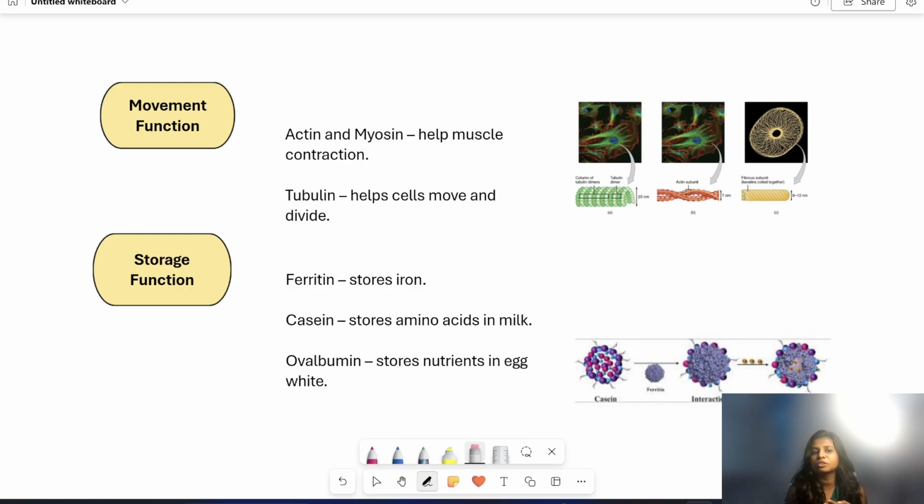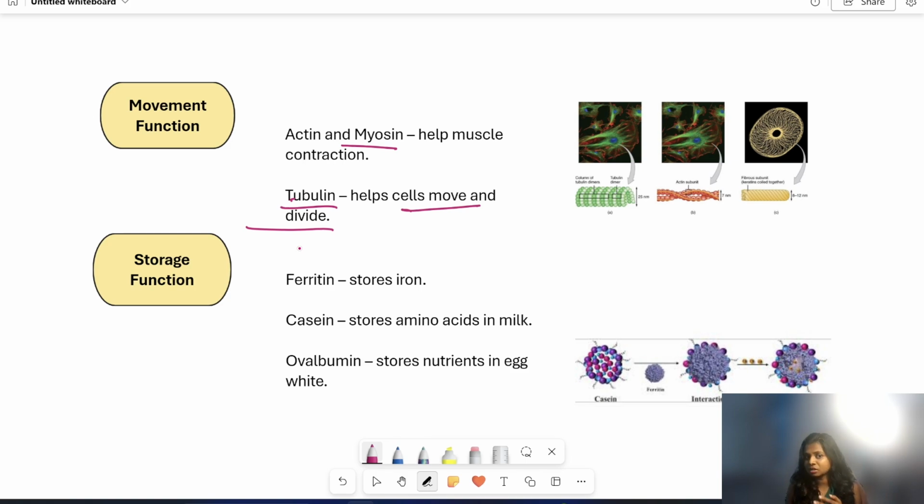When talking about the next function, it's movement function. Every blink and every heartbeat happens because of movement proteins. Actin, myosin, and tubulin are some of the movement proteins. Actin and myosin help in muscle contraction. Tubulin helps cells move and divide.